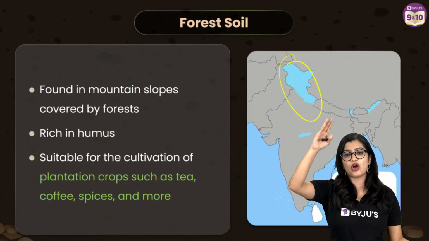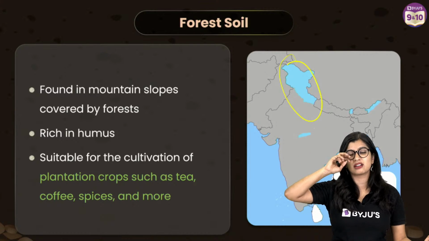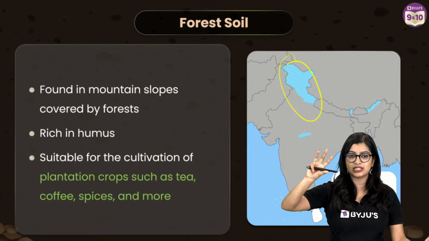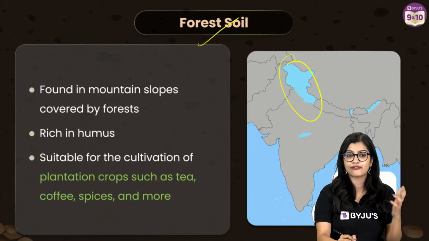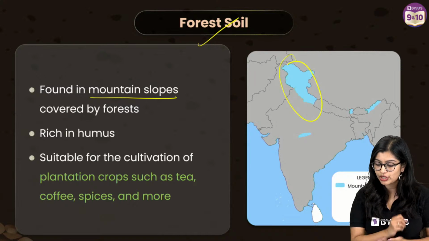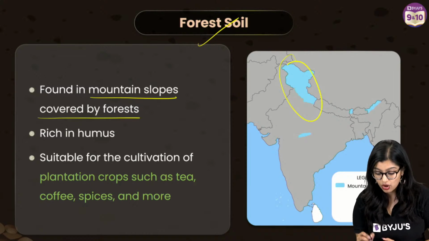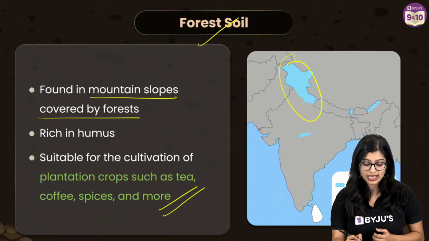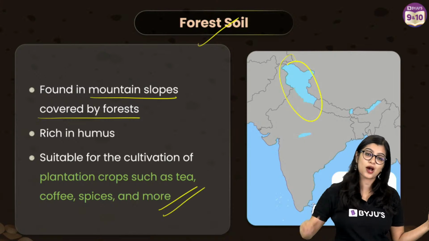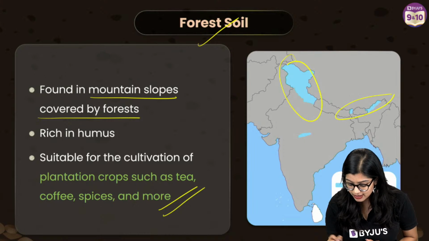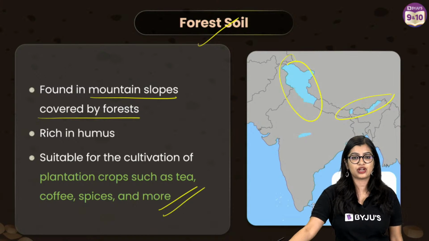The northern part of our country is marked for mountains, right? So the Jammu region, Ladakh and parts of Uttarakhand, all of these regions. It is your forest soil or mountainous soil, right? They're mainly found on mountain slopes. Normally it's covered by forests and rich in humus, right? Mainly cultivation of plantation crops is seen in these areas, not just there but even in parts of Arunachal, we observe this, right?